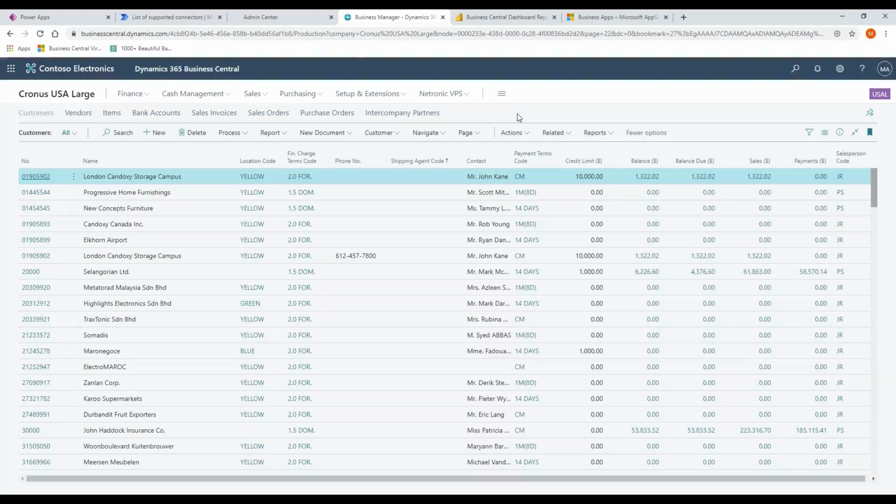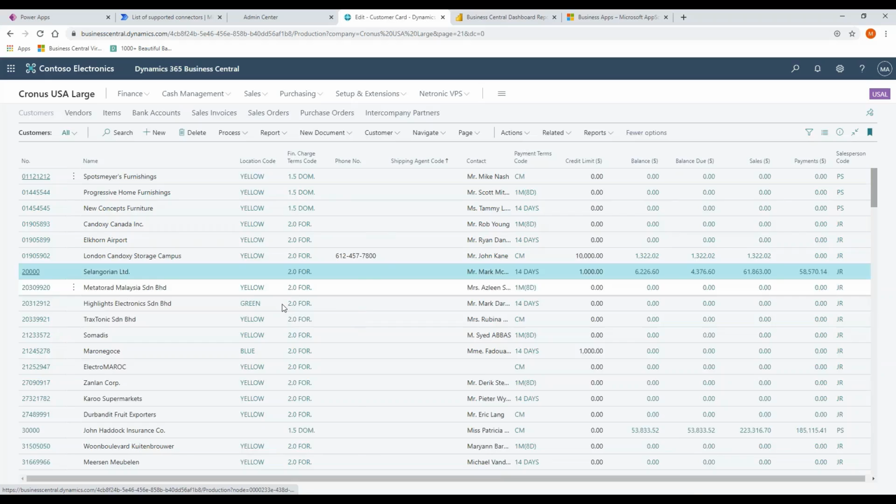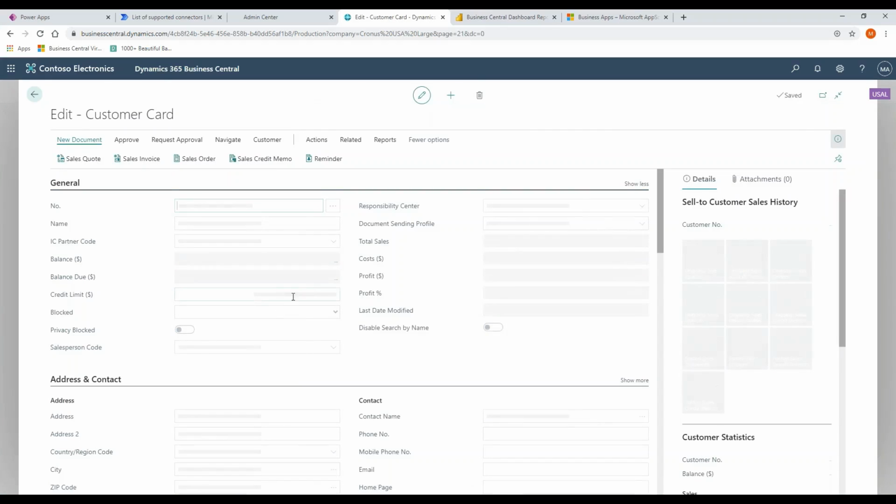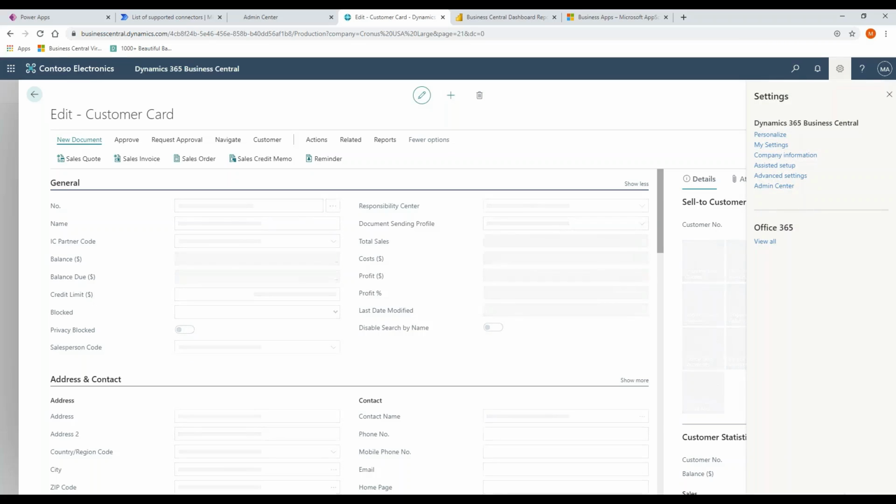What I want to do is just look through briefly the sales cycle. And I wanted to start by just looking at a customer in terms of the setup of a customer. So we looked at really the ability to do personalization at a role center level. We also have the ability to do personalization in terms of these cards.